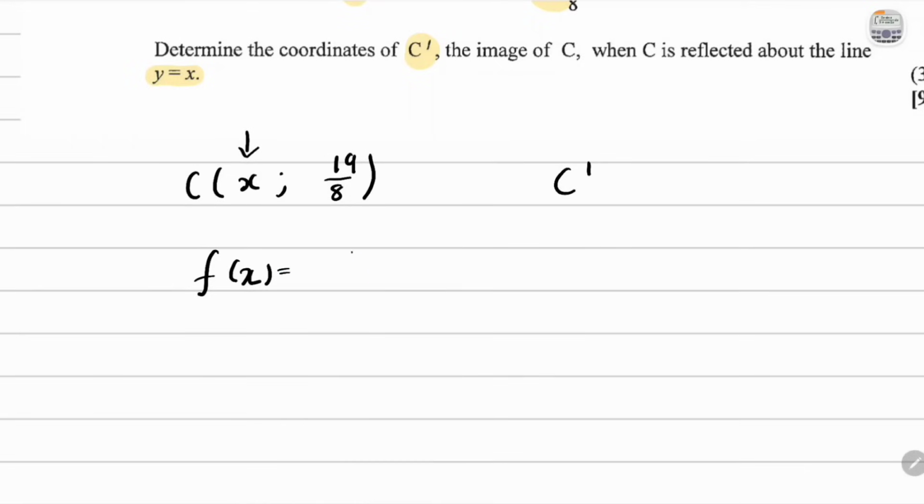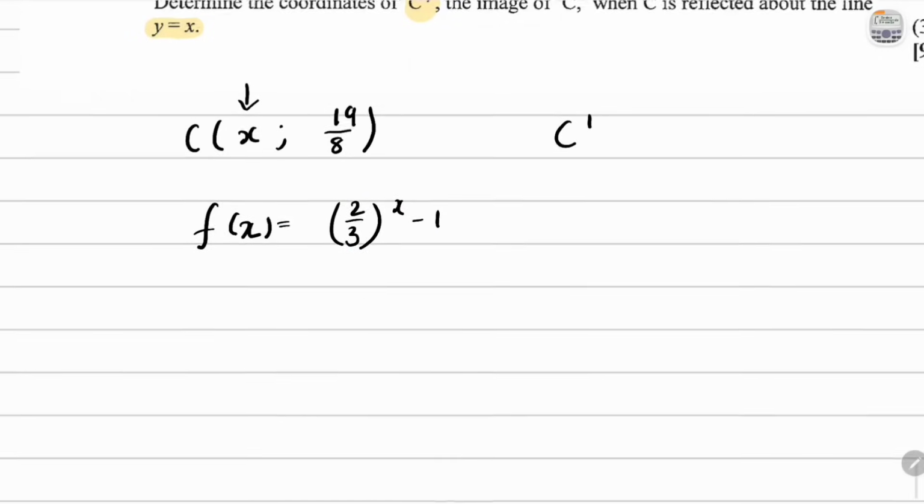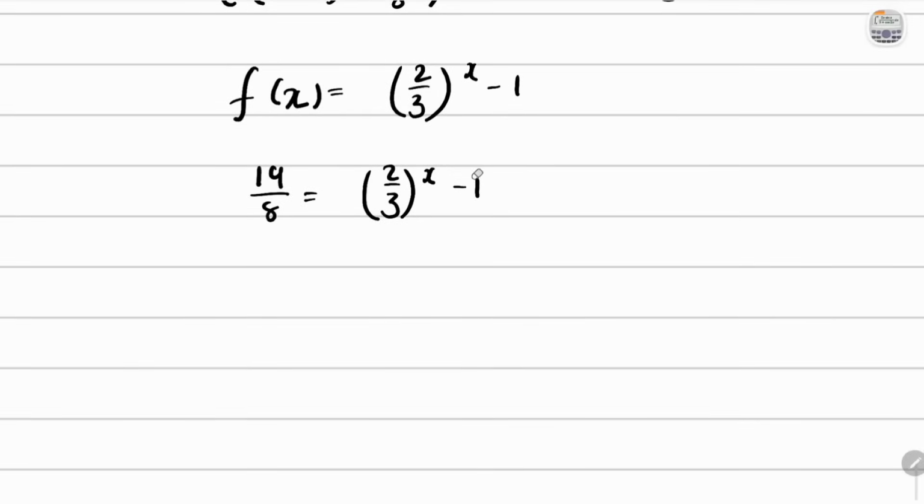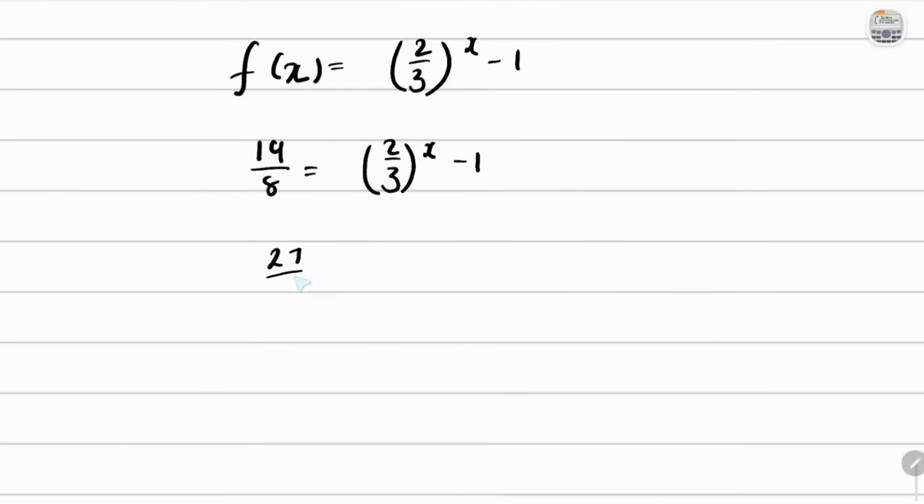F of x is equal to, we know that this is 2 over 3 raised to the power of x minus 1. So to find the missing x, substitute your y value, meaning we have 19 over 8 equals 2 over 3 raised to the power of x minus 1. Then we can take this -1 over. You see, when it comes over, you can use a calculator. It gives you 27 over 8 is equal to 2 over 3 raised to the power of x.